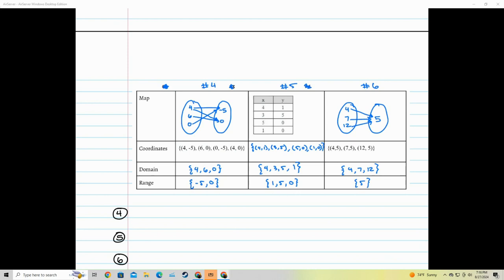All right, let's check. Just like last time. Check number 4. Is it a function? Well, let's see. Do you know what happens when you press the number 4? The answer is no, because it goes to -5 and it also goes to 0. So I don't know which one I'm going to get. So already I know that this is not a function, so I'm going to say no.